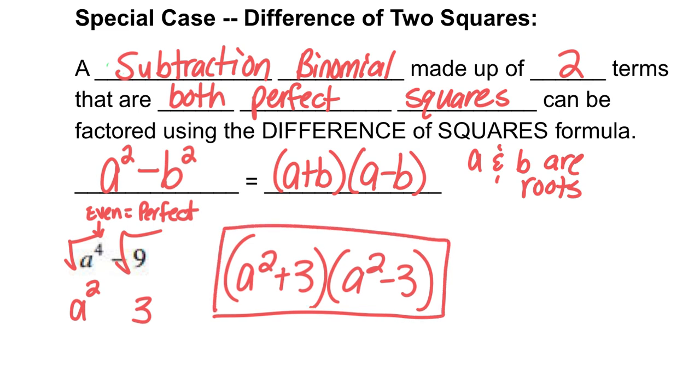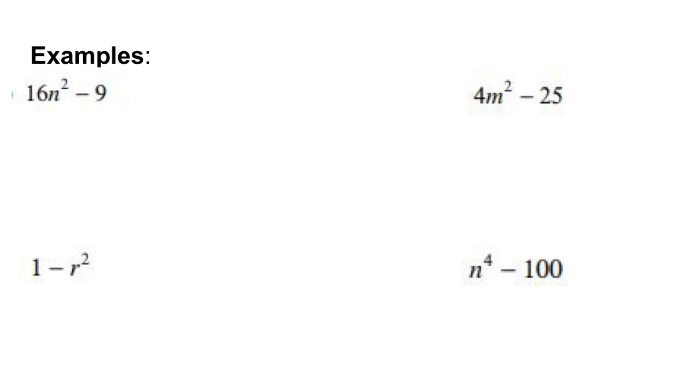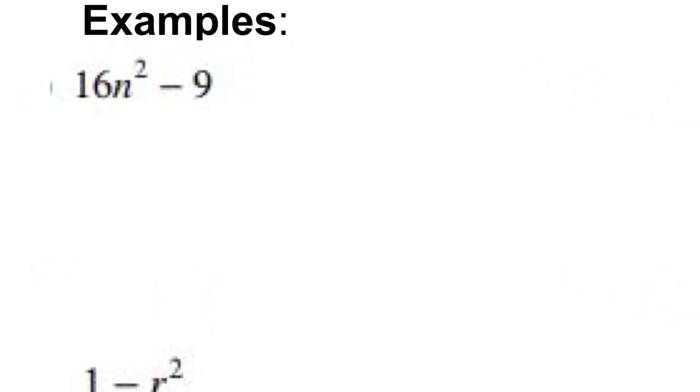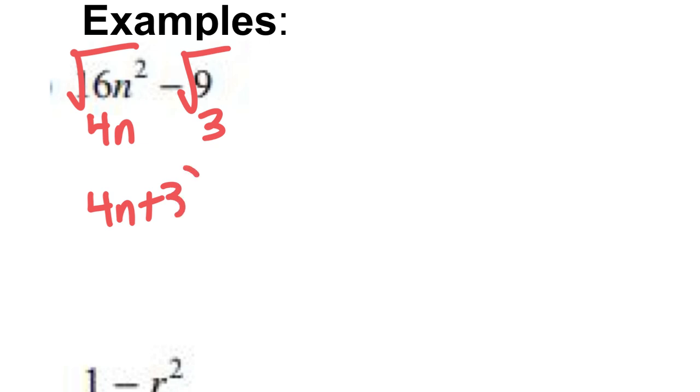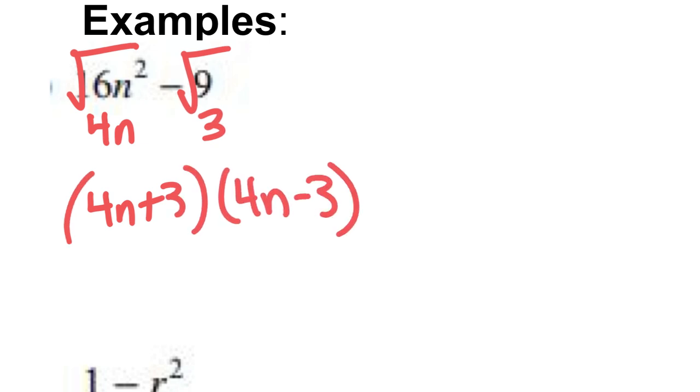And so these are very easy to do, especially if you know your square roots pretty well. If you don't, again, you just check them in your calculator and be okay. So let's look at some. So here I have 16n squared minus 9. 16 is a perfect square. Its root is 4. So the root of 16n squared is 4n. 9 is a perfect square. Its root is 3. And so I can quickly factor this into 4n plus 3 times 4n minus 3. That's our factors.